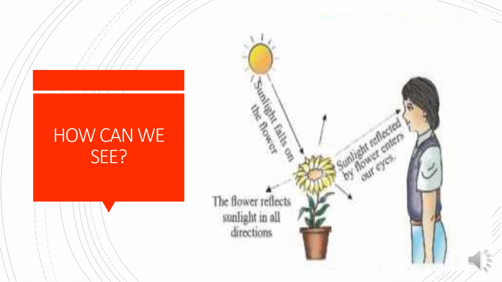We can see sunlight falls onto the flower, and then the flower reflects the sunlight in all directions. Some of the sunlight reflected by the flower enters into our eyes.